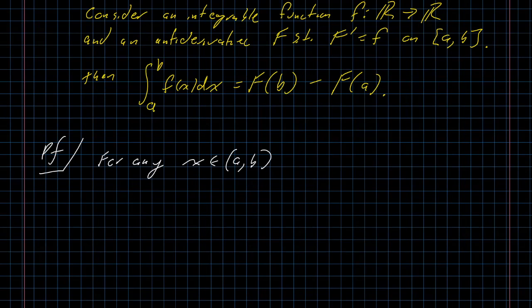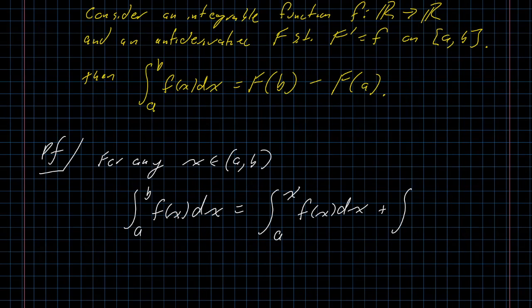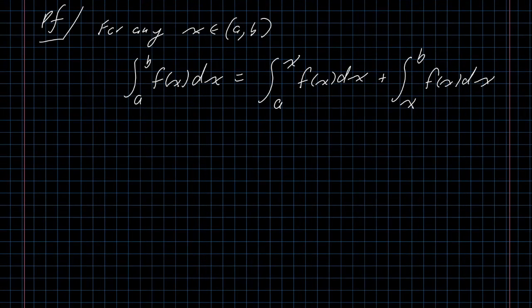The first thing I want to say is that for any x in the interval from a to b, the integral from a to b of f of x dx is equal to the integral from a to x of f of x dx plus the integral from x to b of f of x dx. That's just the properties of the endpoints of integration. And in fact, this is true even if we set those limits of integration to be something else.